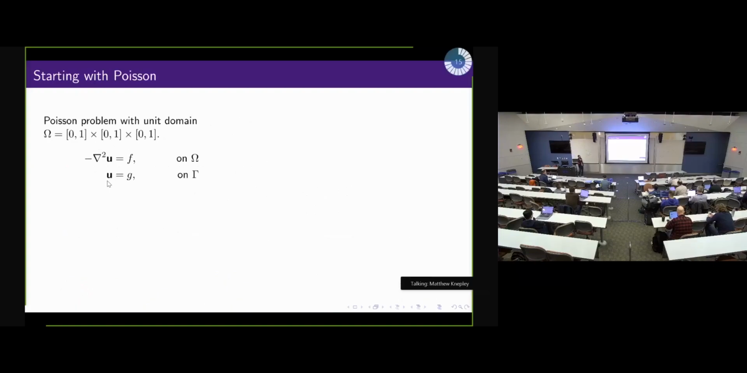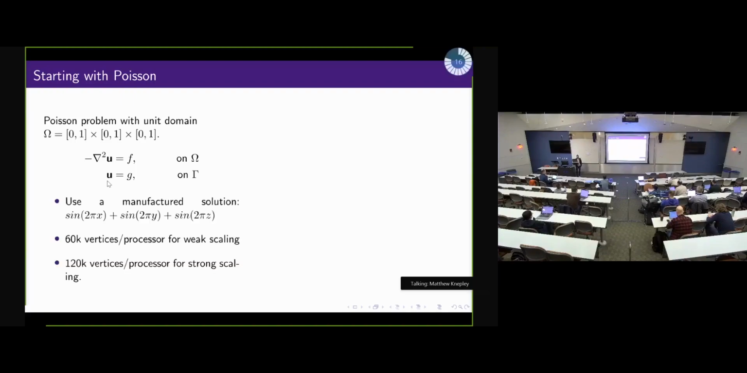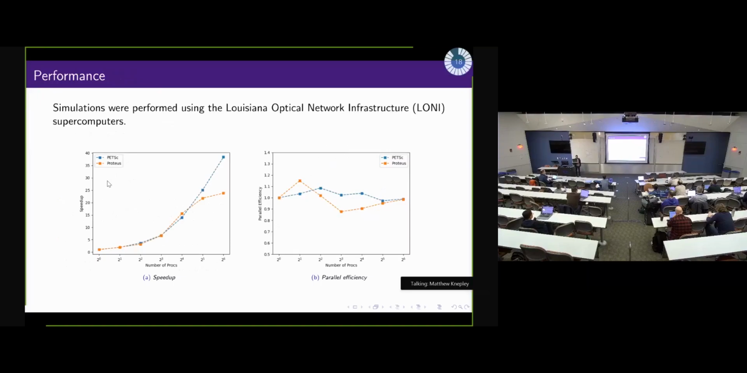So we did some simple scaling studies using the Poisson equation. It's a simple Poisson equation in a unit domain with non-homogeneous boundary conditions, with some manufactured solution. This is the mesh. I'm using 60,000 vertices per processor for weak scaling, 120K for strong scaling. And these are the plots that I have. All these simulations were performed using Louisiana Optical Network Infrastructure supercomputers at LSU.